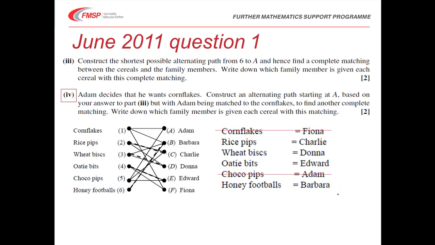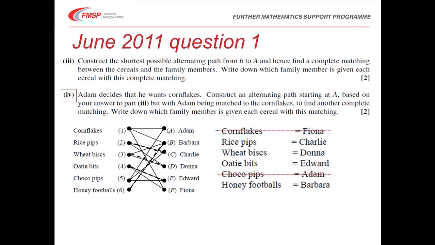And now we'll move on to part 4, where it says that Adam decides that he wants cornflakes. So we've got to construct an alternating path starting at A based on your answer to part 3. Now this is the answer to part 3. But if Adam wants cornflakes, then he's not going to have choco pips. So I've sort of crossed that out. And Fiona, therefore, cannot have cornflakes if Adam wants them.